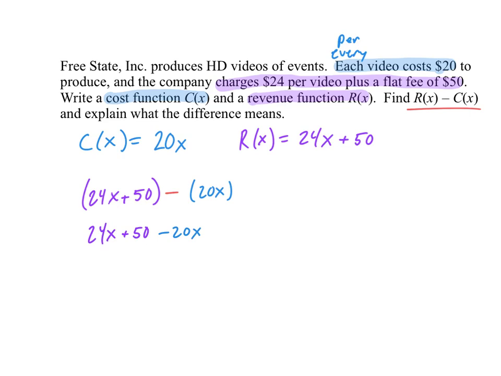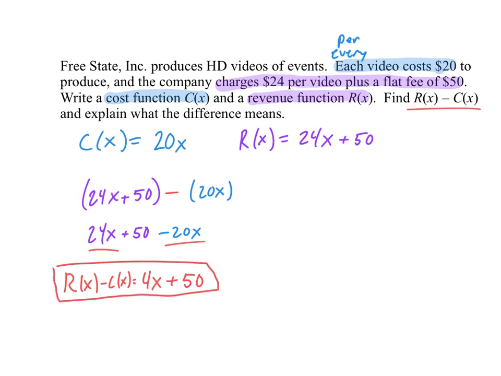And so then we have these like terms to combine. So 24x's minus 20x's is 4x's. And then of course the plus 50 just drops down. So here is r of x minus c of x equals 4x plus 50.